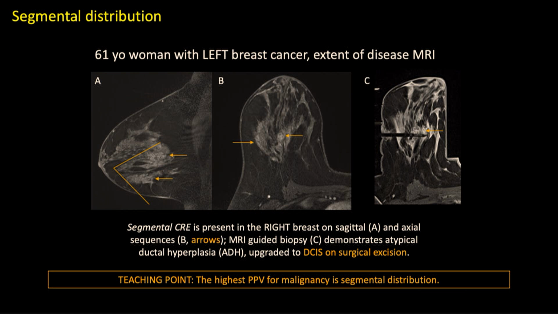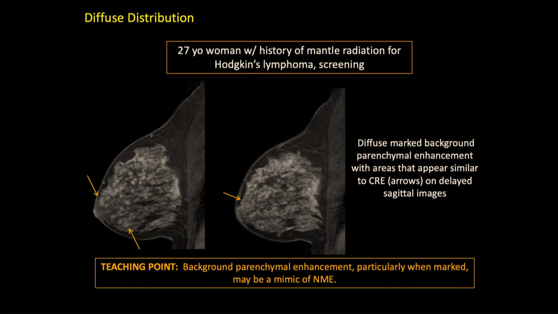So segmental distribution, this has our highest positive predictive value, a triangular shape, cone towards the nipple. 61-year-old woman, left breast cancer, extensive disease MRI, and you can see that there is segmental clustered ring enhancement that ultimately had MRI-guided biopsy performed. This again was atypical ductal hyperplasia upgraded to DCIS on surgical excision. So again, segmental distribution, particularly with clumped and clustered ring enhancement, is going to be very suspicious and should undergo MRI-guided biopsy.